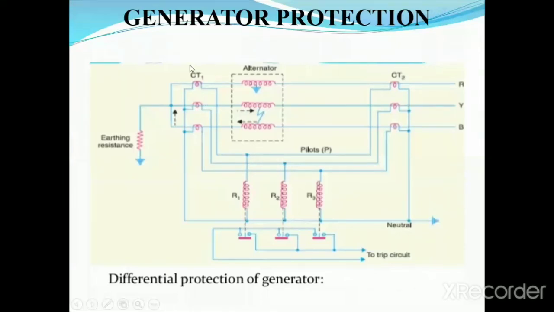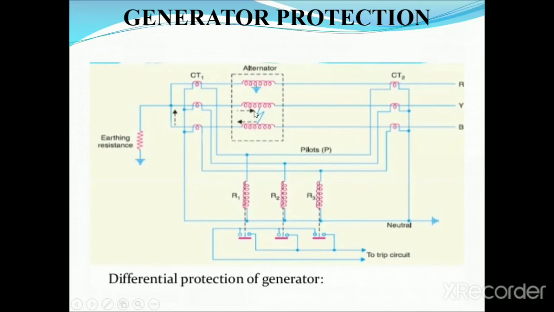Under normal operating conditions both the CTs are balanced together. That means there is no current flowing. That means no differential currents will be obtained. Therefore I1 plus I2 is equal to 0. The I1 minus I2 is equal to 0 under normal operating conditions.